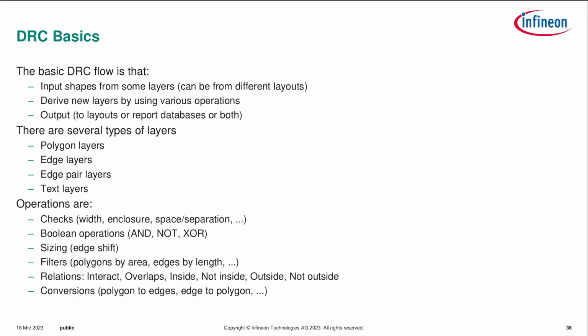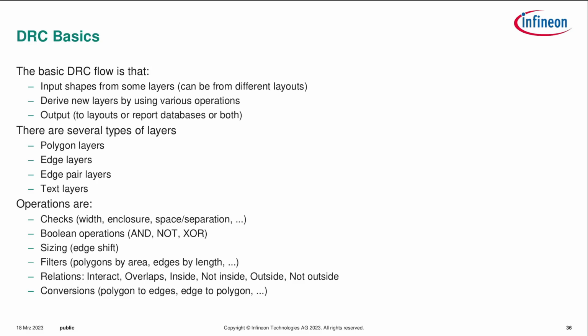So a basic DRC flow is usually that you import some shapes from some layers, that you derive new layers by a number of operations, and you output these layers somewhere. So it's either a report database, or you can write it to a layout or to the original layout even. Layers can be different types. So they can be polygons, they can be edges, they can be edge pairs, or they can be texts. But they can never be a mixture.